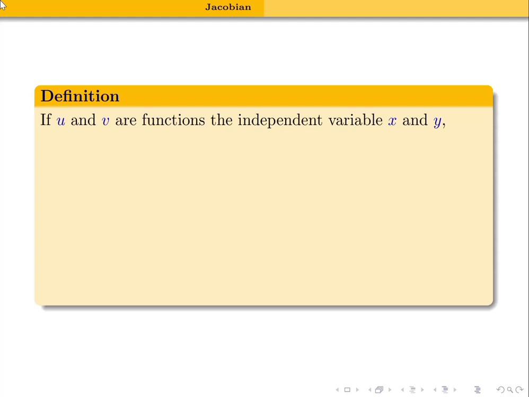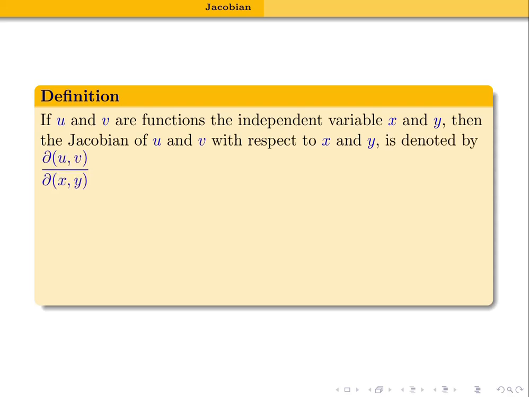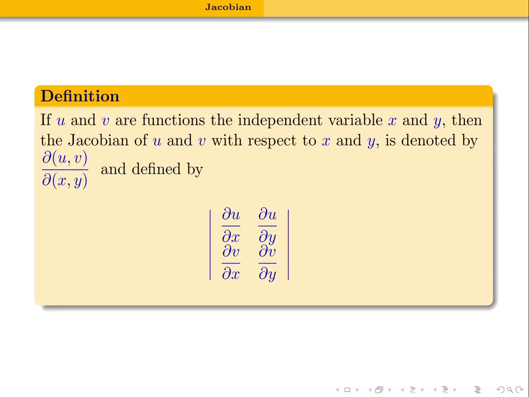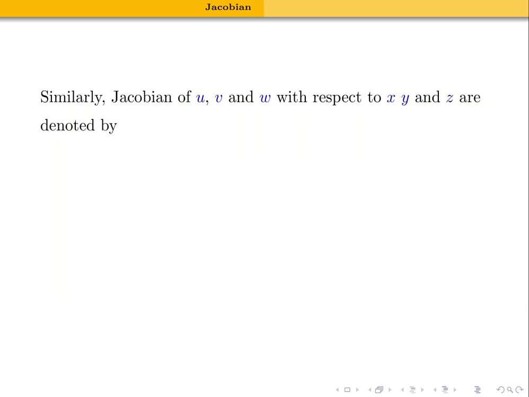Definition: if u and v are functions of the independent variables x and y, then the Jacobian of u and v with respect to x and y is denoted by ∂(u,v)/∂(x,y), defined by the determinant of ∂u/∂x, ∂u/∂y, ∂v/∂x, ∂v/∂y.